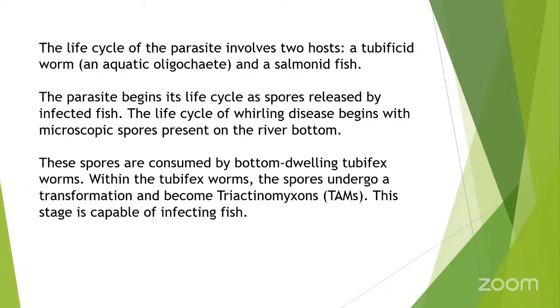The life cycle of whirling disease begins with microscopic spores present on the river bottom. These spores are consumed by bottom-dwelling tubifex worms. Within the tubifex worms, the spores undergo a transformation and become triactinomyxons. This stage is capable of infecting fish.